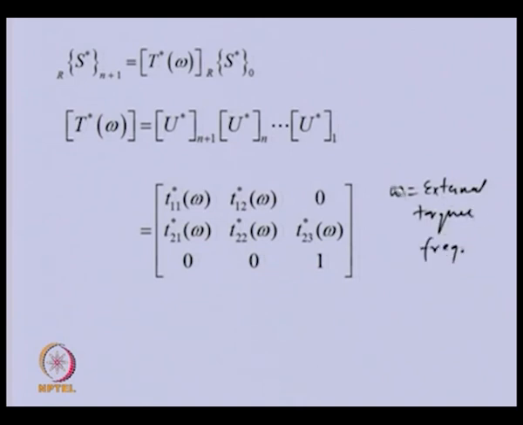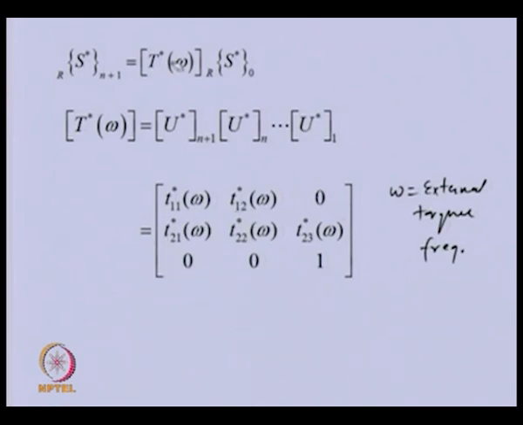So if we want the response for various external torque frequencies, we can vary this, and once we substitute it in the various transfer matrices, they will be in the form of numbers. They can be multiplied to get the overall transfer matrix, which will also be in the form of numbers.